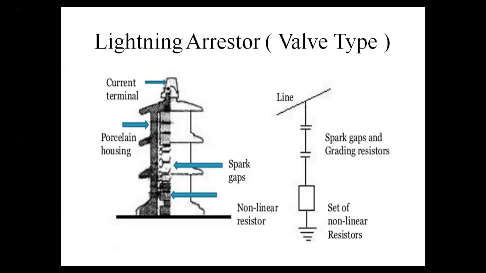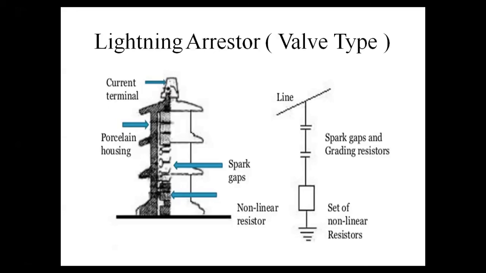So these non-linear resistors, during normal working voltage, offer very high resistance so that there is no leakage of current to the ground. But when there is a surge current, the resistance of these resistors decreases and it allows the current to go to the ground.